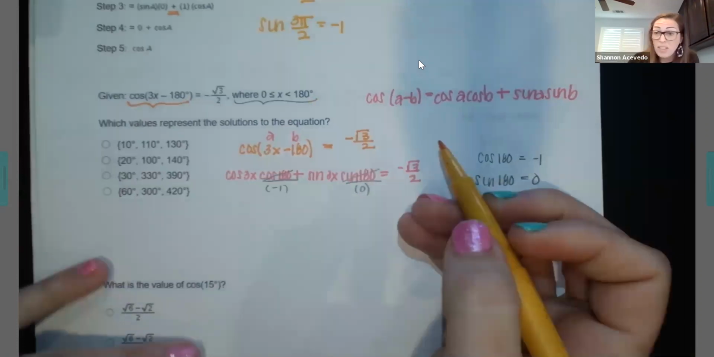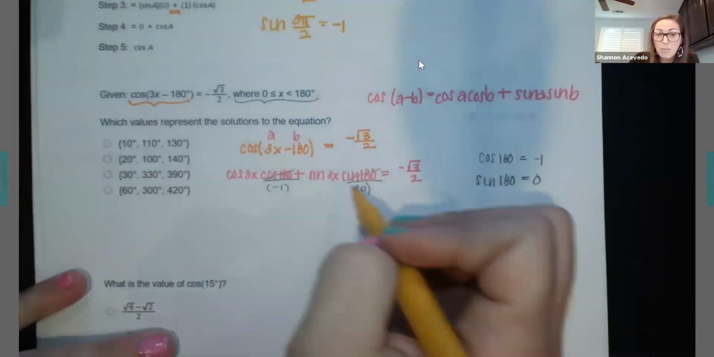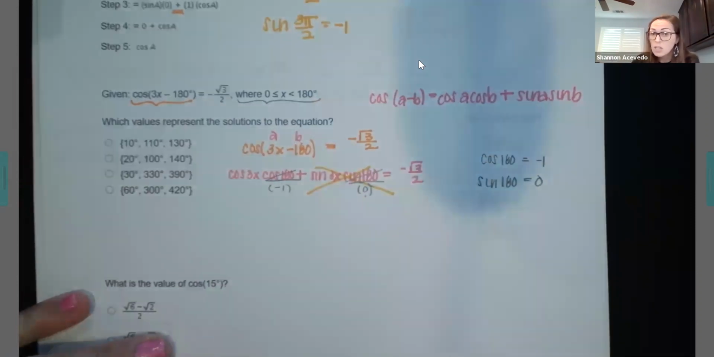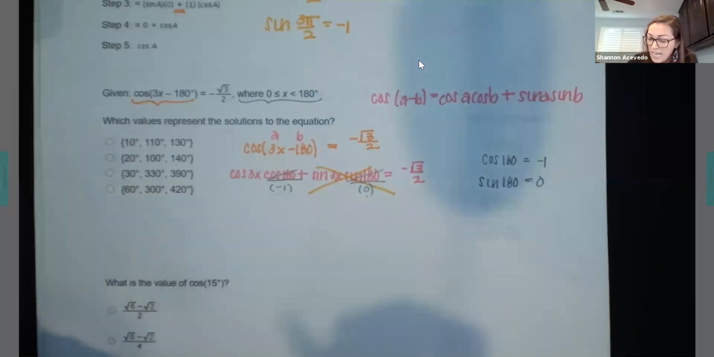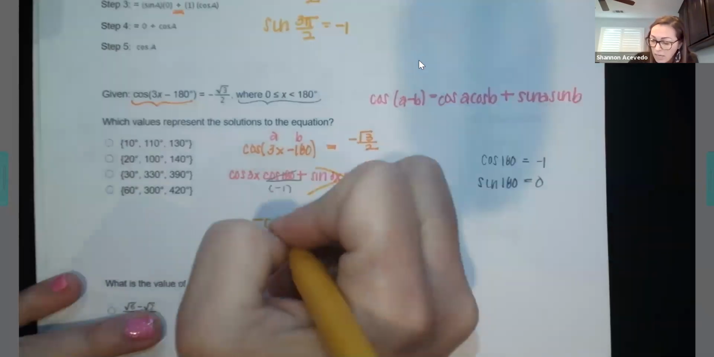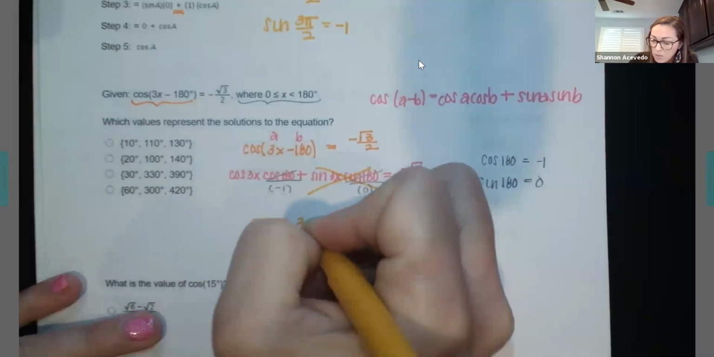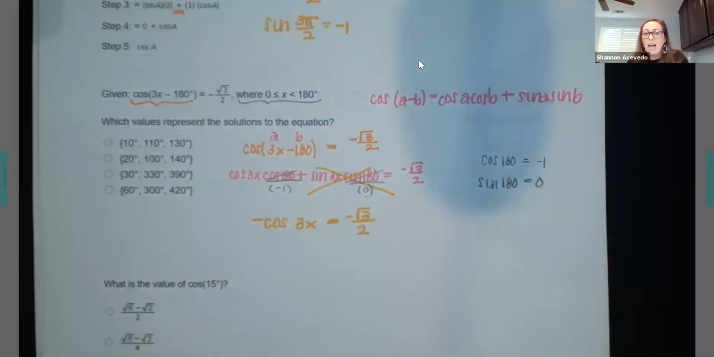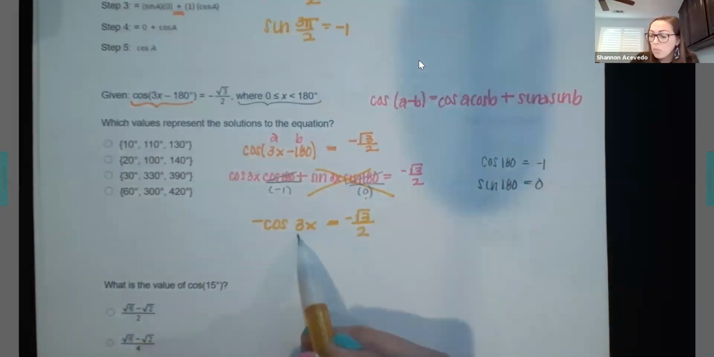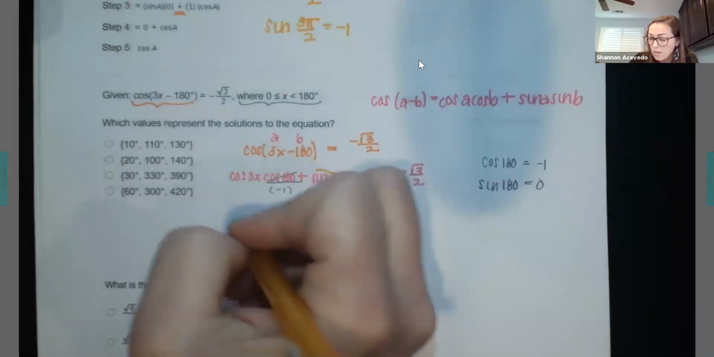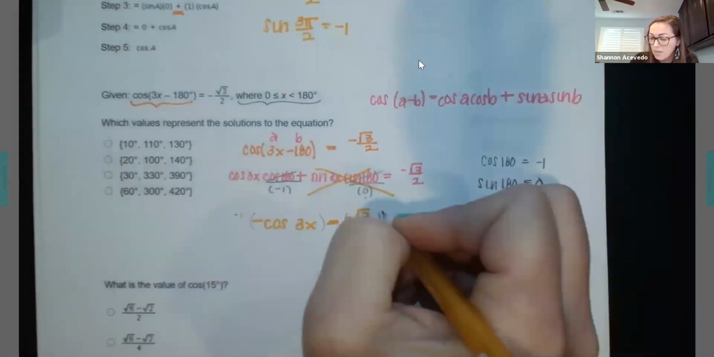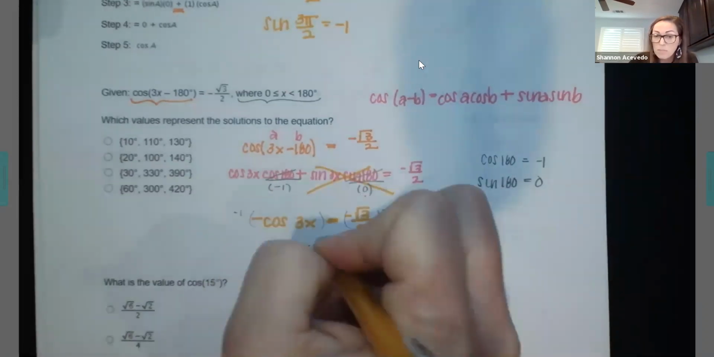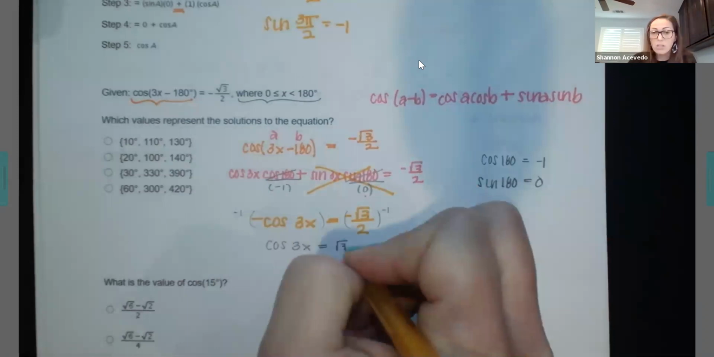And what's awesome about that is 0 times my sine of 3x just disappears. 0 times anything is 0. So I'm left with just negative cosine of 3x is equal to negative square root of 3 over 2. I don't like this being a negative, so I'm going to multiply both sides by -1. So I get cosine of 3x is equal to positive square root of 3 over 2.